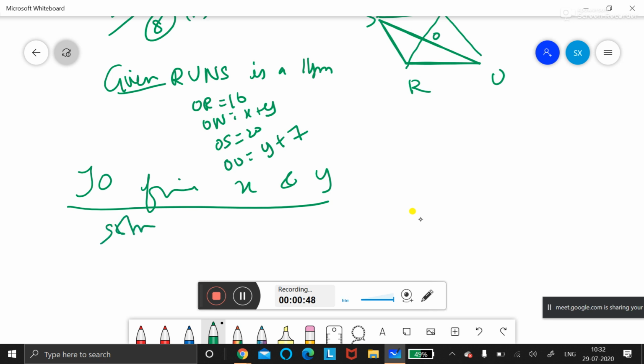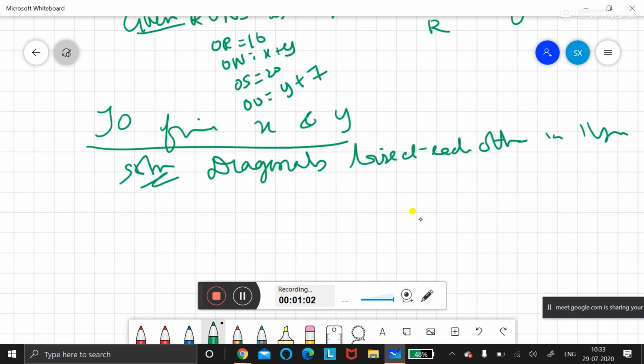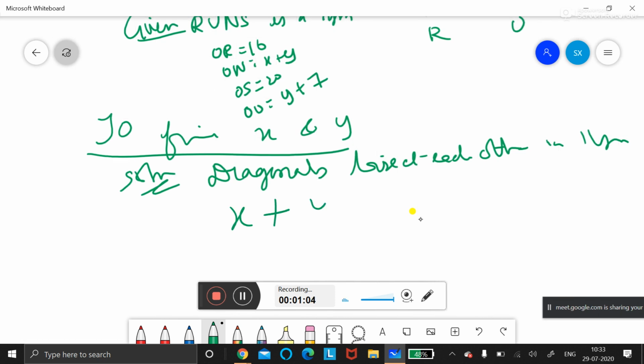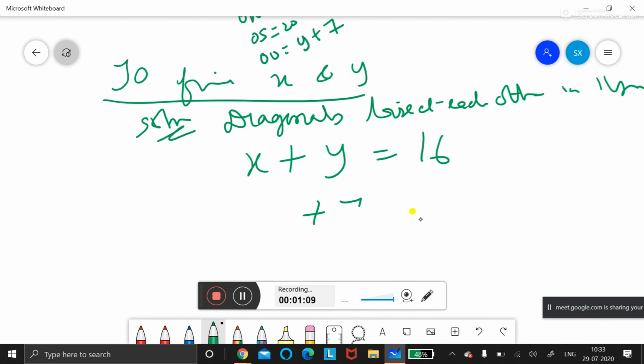What will you write in the solution? Diagonals bisect each other. Can you hear me, children? Diagonals bisect each other in a parallelogram. Okay, so according to that, x plus y is equal to 16, and y plus 7 is equal to 20.